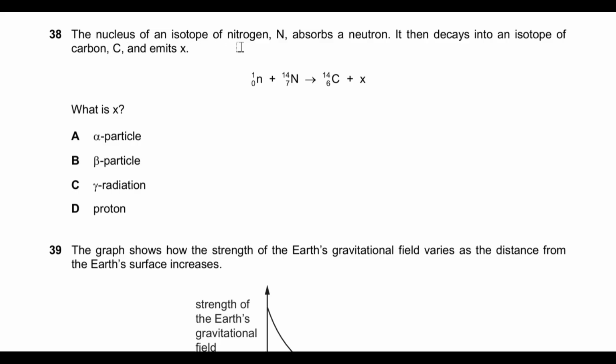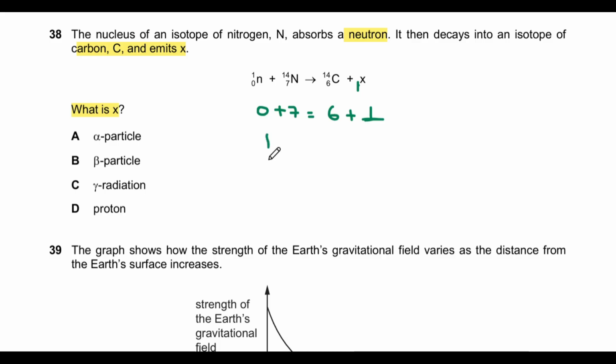Question number 38 says a nucleus of nitrogen absorbs a neutron. It then decays into an isotope of carbon and emits X. What is X? Now we can balance this equation to know the mass number and atomic number of X. 0 plus 7 is equal to 6 plus the atomic number of X, which is unknown. 7 on this side, what added to 6 will give you 7? 1. So the atomic number of X is 1.